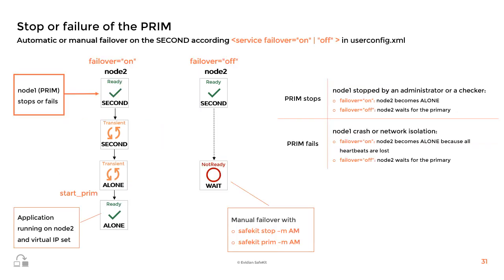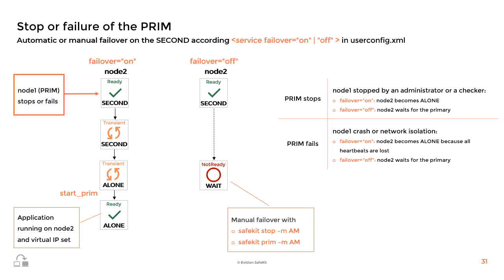Let's now consider a stop or a failure of the primary node and the resulting state transitions on the secondary node. In the left figure, we consider the standard use case with the failover attribute set to on. In the event of Node 1 failure or stop, Node 2 transitions from the second state to the alone state. During the transition, the start prim script is executed in the alone orange state, and when it ends and the application is started, the state changes to alone green.